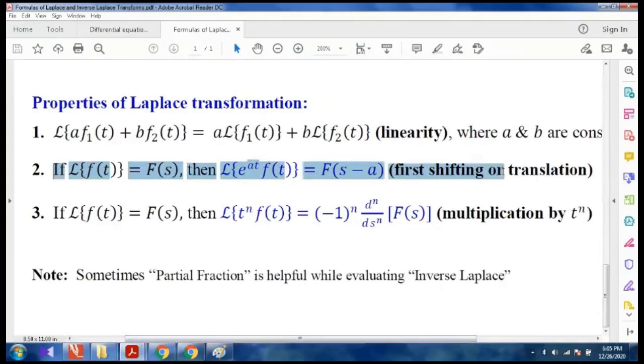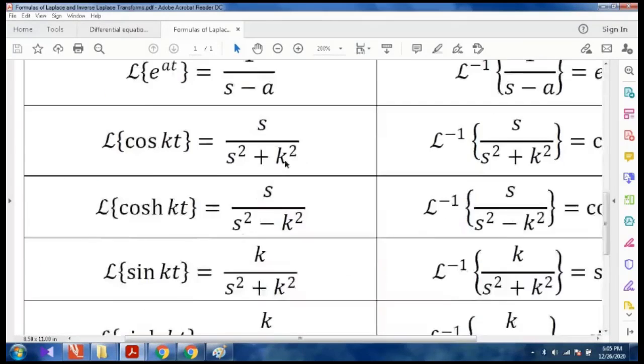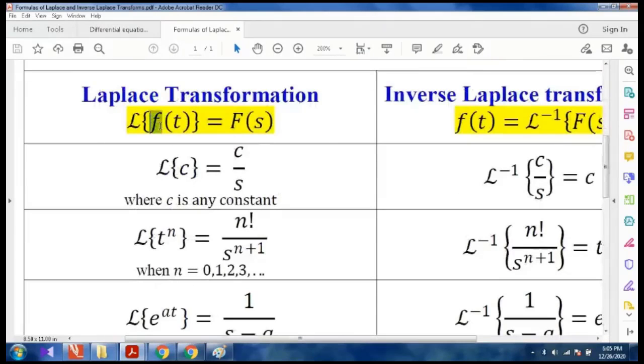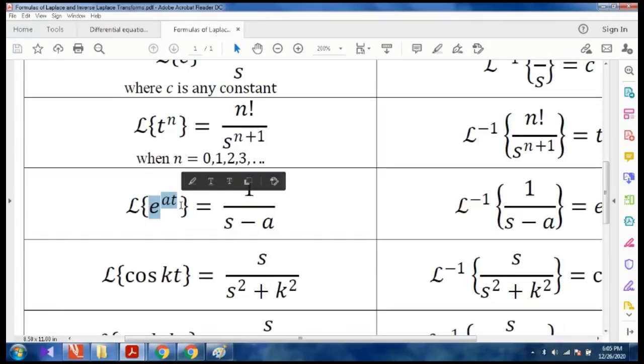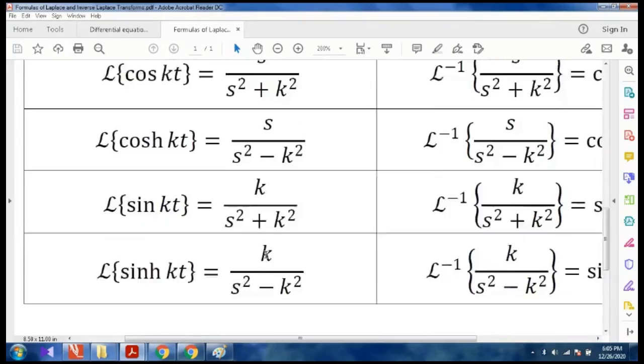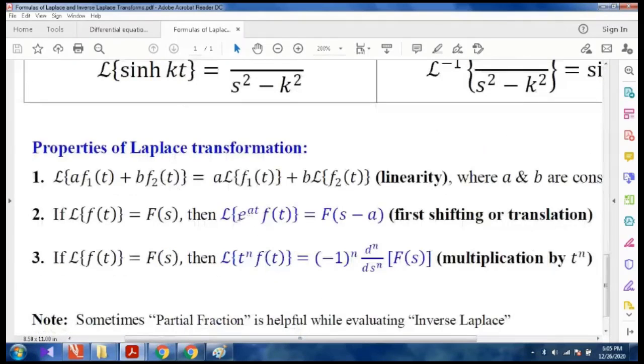This one, first shifting or translation property. Try to have a look: Laplace transformation of f of t is F of s, that is okay. Laplace transformation of e power at is equal to 1 over s minus a. But what if we have Laplace transformation of e power at and f of t? Then you can see the result is not F of s only, we have F of s minus a.